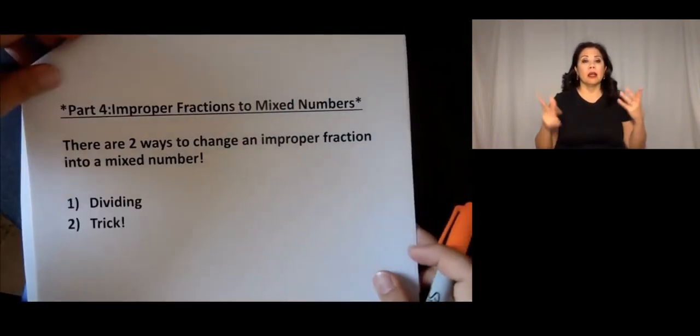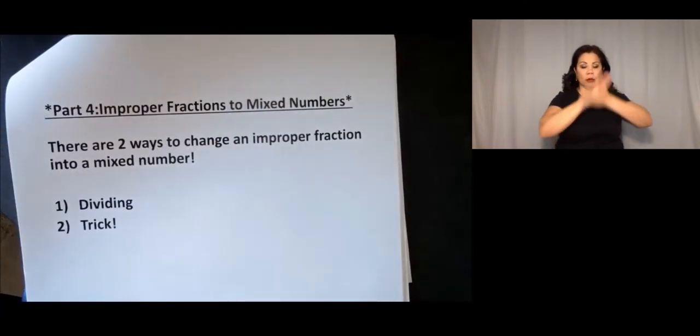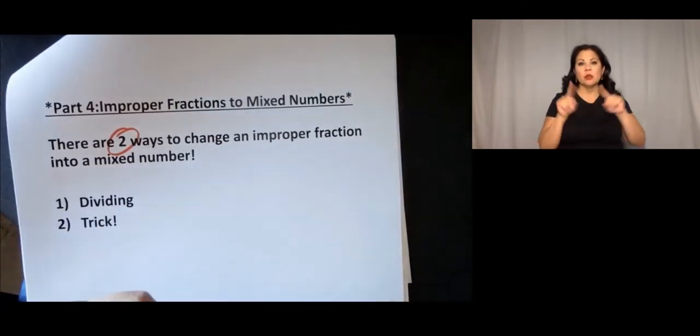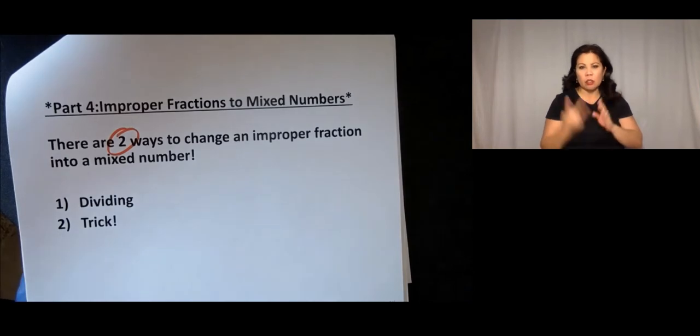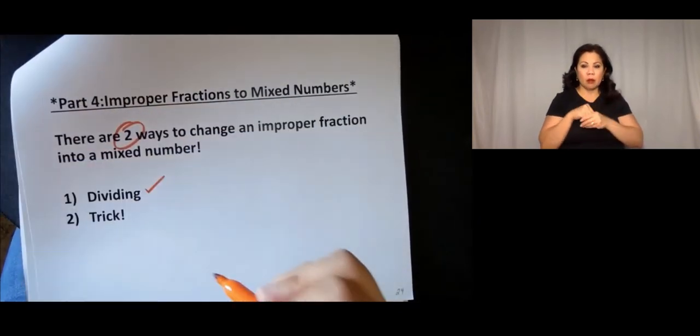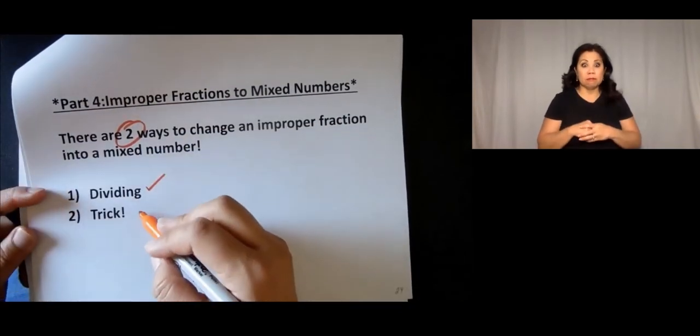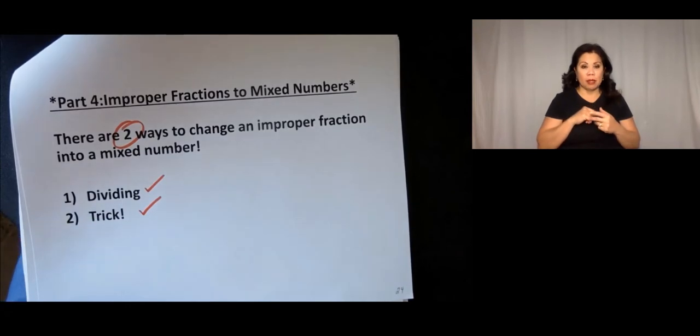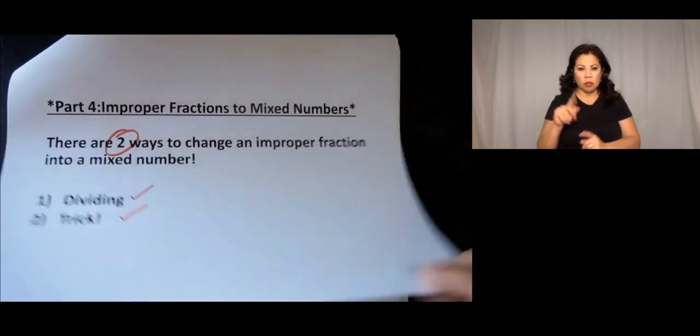Alright, changing improper fractions to mixed numbers. There are two ways. There are probably other ways, but there are two main ways to change an improper fraction into a mixed number. The first one involves dividing. That's the first way. And the second way is involving a trick, and that has to do with more thinking about it in your head. Okay, so let's go ahead and figure that out.